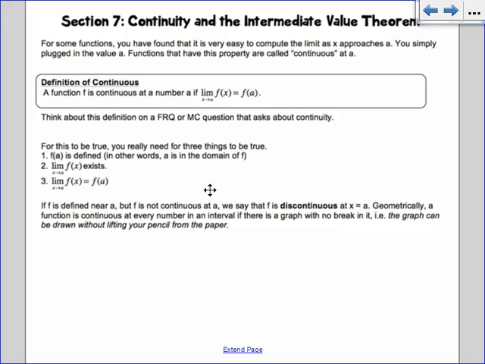Okay, so today we're learning about continuity. In order for a function to be what we call continuous, basically you can draw the function without lifting the pencil. That is the most basic definition for continuous. So if you can draw it without having to lift it, it's continuous.